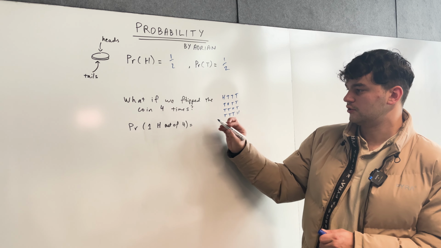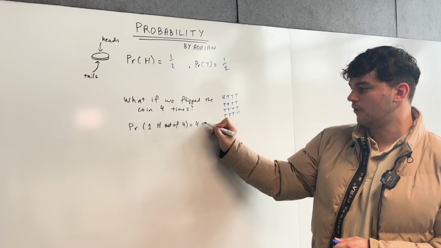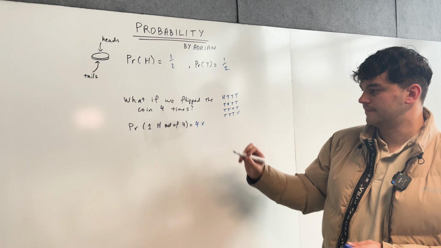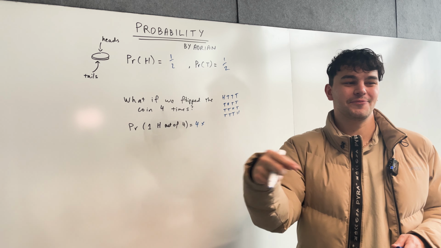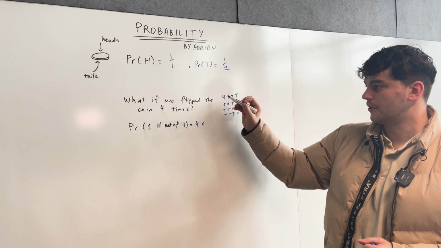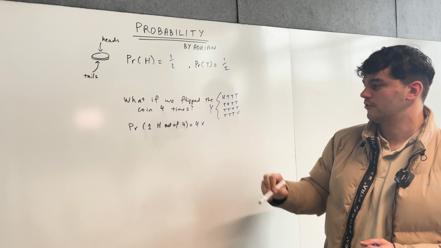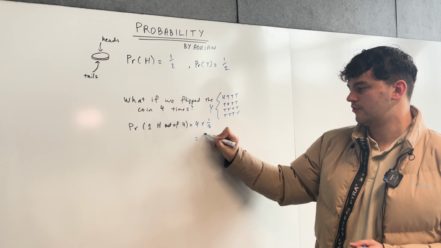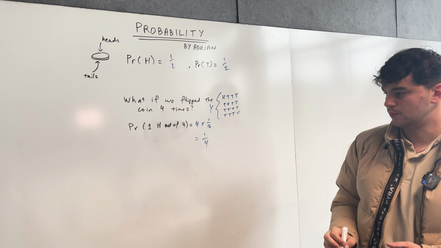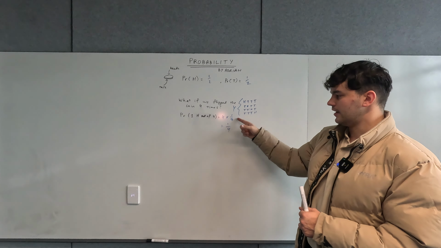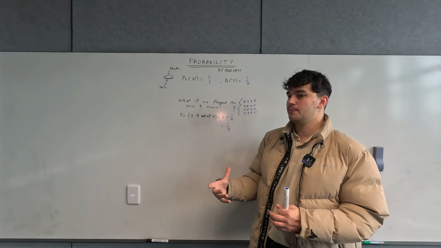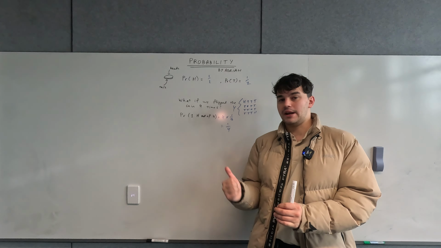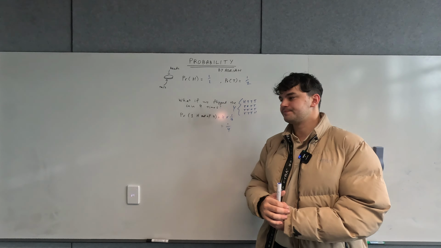So what we can do is multiply the probability that we had before, 1 over 16, by 4, because that's how many combinations we have. So our final probability is actually 1/4, much greater than 1 over 16. And that's purely because we have a lot more combinations that we have to take into account.